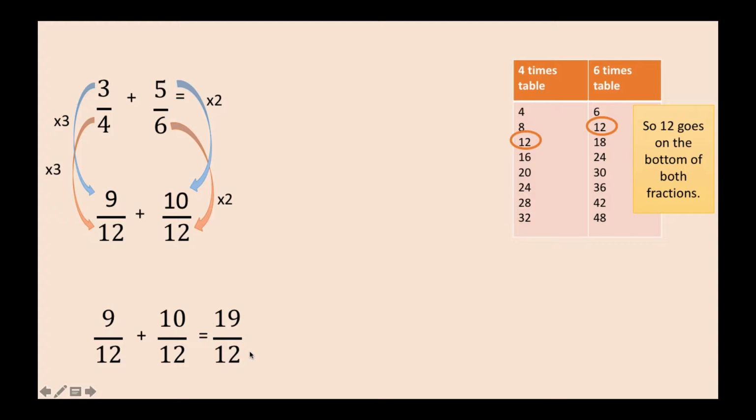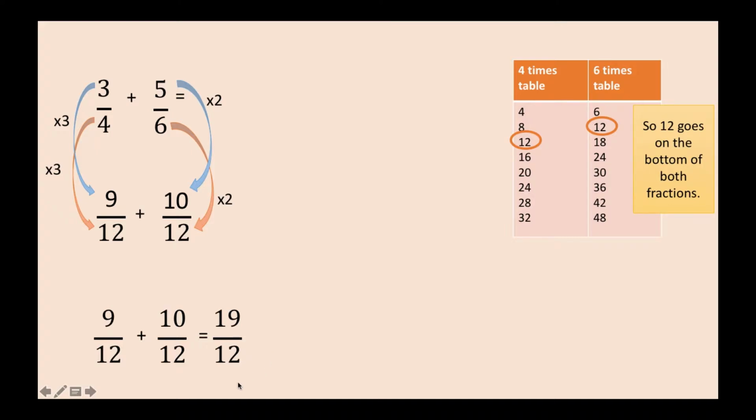Now, there's just one more step to this, because this fraction is what we call a top-heavy fraction, which means the number on the top is bigger than the number on the bottom. And in this case, we can't cancel down, because there is no number that goes into both 19 and 12. So we can't put it in a simpler form. Well, this is its simplest form. It won't go any lower. But what we can do is turn it into a mixed number.